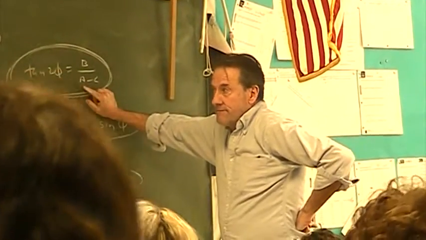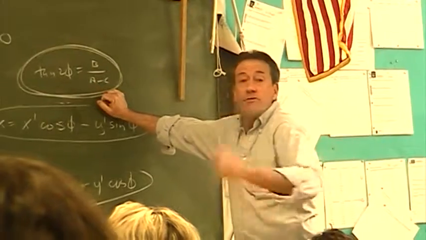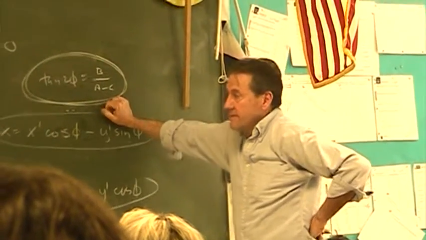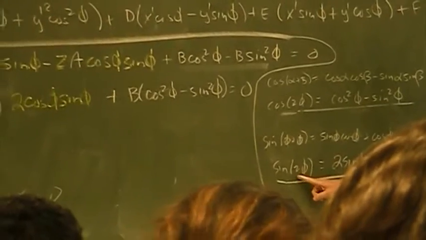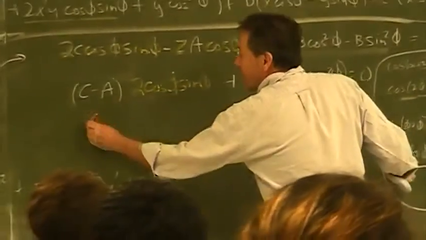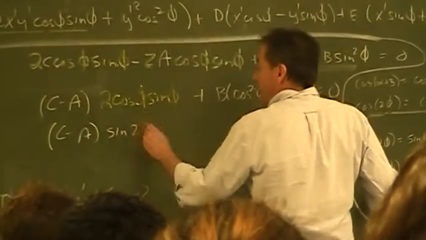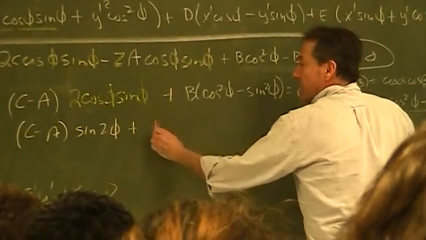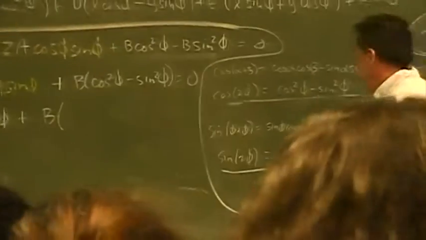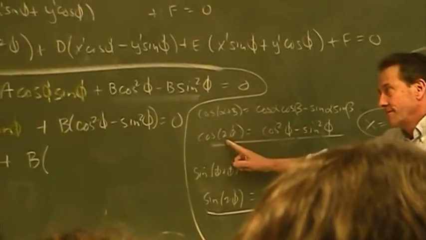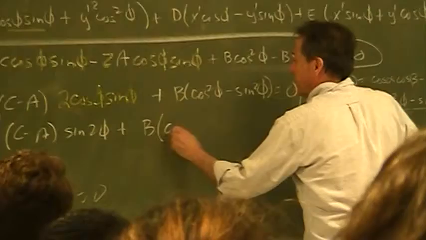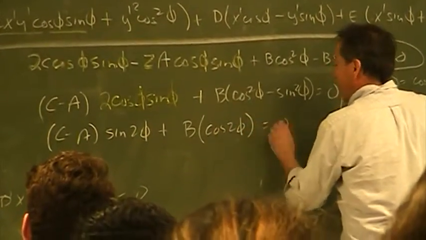I don't see a tangent. Oh, we better substitute first. Sorry. We have to substitute. So what goes in for the yellow? 2 sine cosine. So you have C minus A times sine 2 phi plus B times cosine 2 phi equals 0.